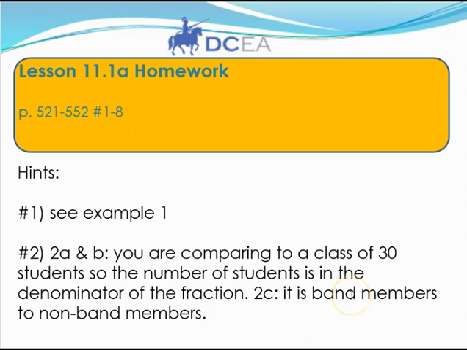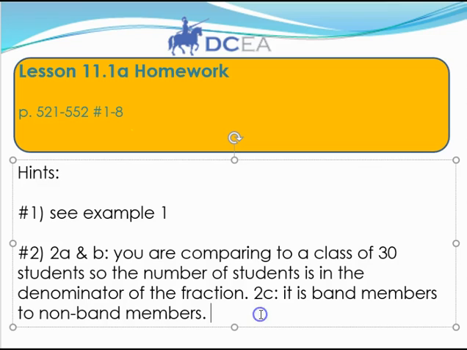They're comparing band members to non-band members. So band members will come first, and then non-band members. So that would be written like this: band members to non-band members. Okay? So if you don't know how to set that proportion up, that fraction up, go ahead and look at the beginning of this lesson and see how they're setting up the ratios.